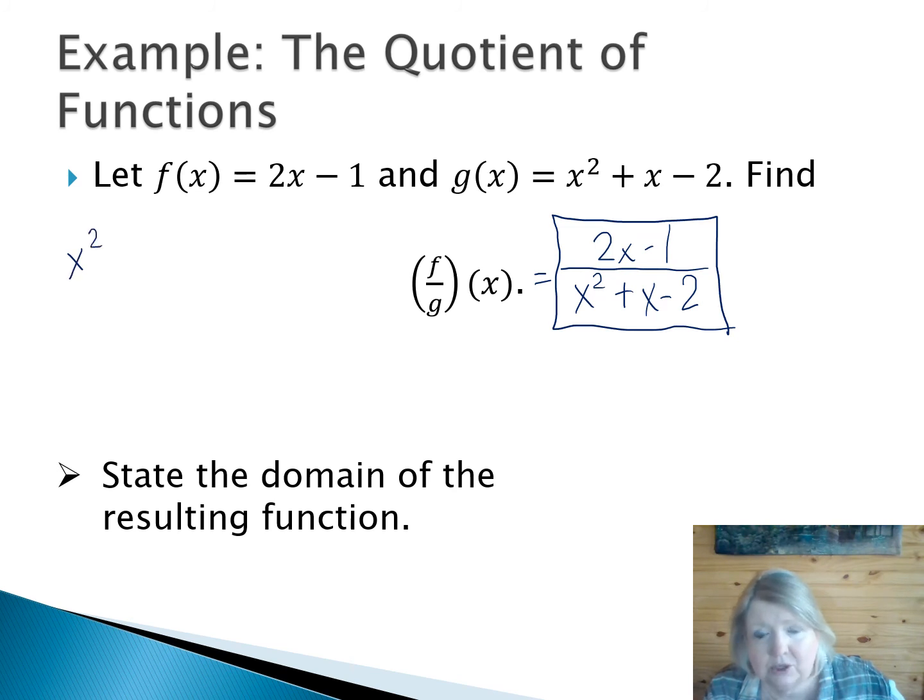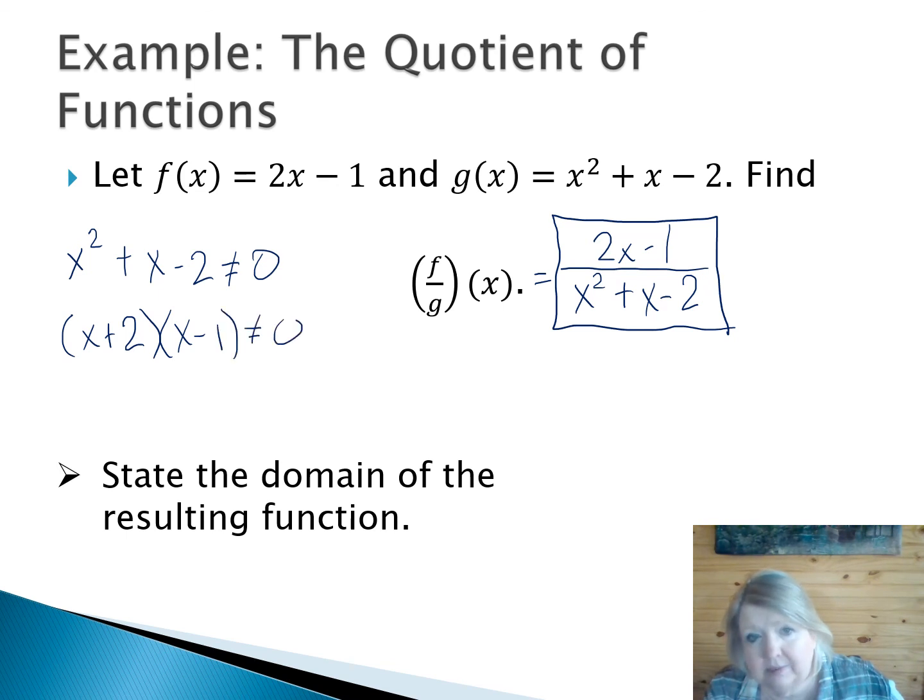Why? Because x squared plus x minus 2 cannot be 0. How do I know if it is? I try to factor it. I get x plus 2, x minus 1. Cannot be 0. So x cannot be negative 2, and x cannot be positive 1.